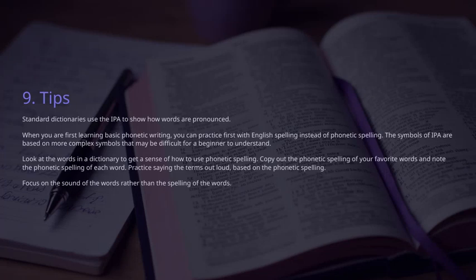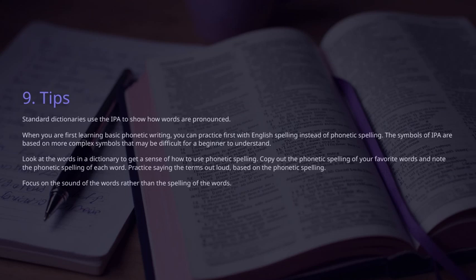Let's talk about some helpful tips for learning phonetic pronunciation. Standard dictionaries typically use the IPA, or International Phonetic Alphabet, to show how words are pronounced. When you're just starting out with phonetic writing, it can be easier to practice with regular English spelling rather than jumping straight into the more complex IPA symbols. The symbols in the IPA are based on more intricate characters, which might be confusing at first.